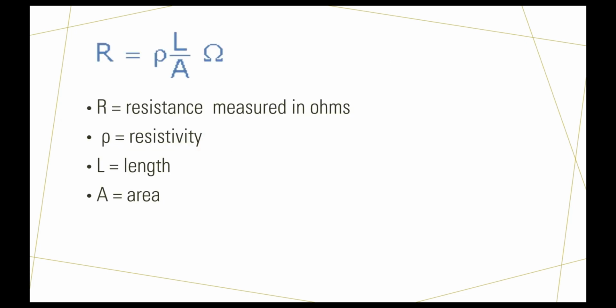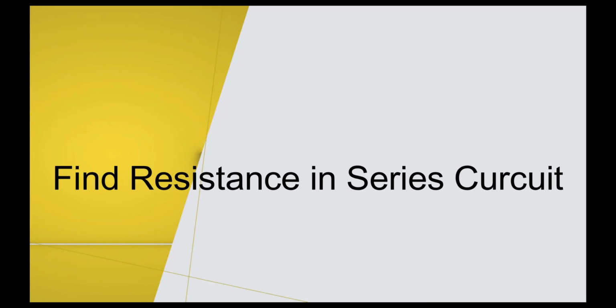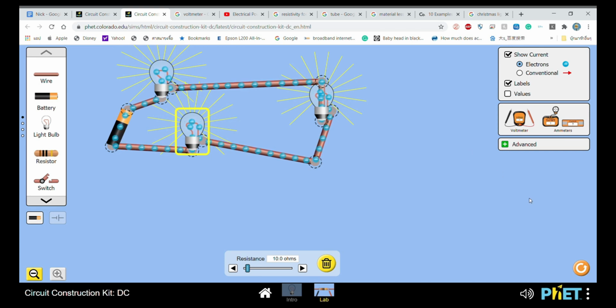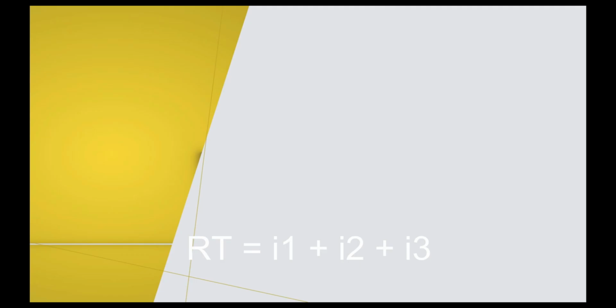R is resistance, measured in ohms. Rho is resistivity. L is length. A is area. How do we find resistance in a series circuit? In this circuit, there are 3 resistors and every resistor has 10 ohms. You just need to add them up using the formula RT equals the first resistor, plus the next resistor, plus the next resistor. Just add up and you get RT equals the answer.